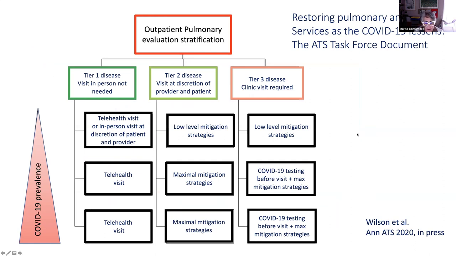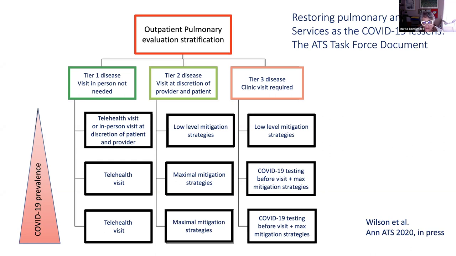This is taken from the ATS task force document. And this is a very useful way of looking at things because we should not only look at the severity of the patient. So if the patient needs a clinic visit, or if it could be at the discretion of provider and patient, or in pink, if it is really required to see the patient clinically.